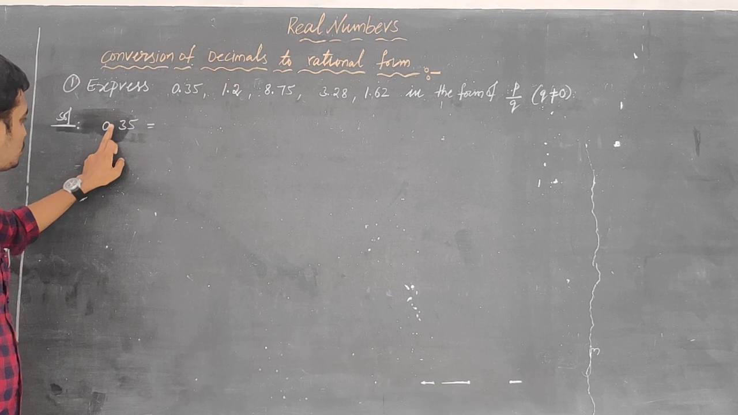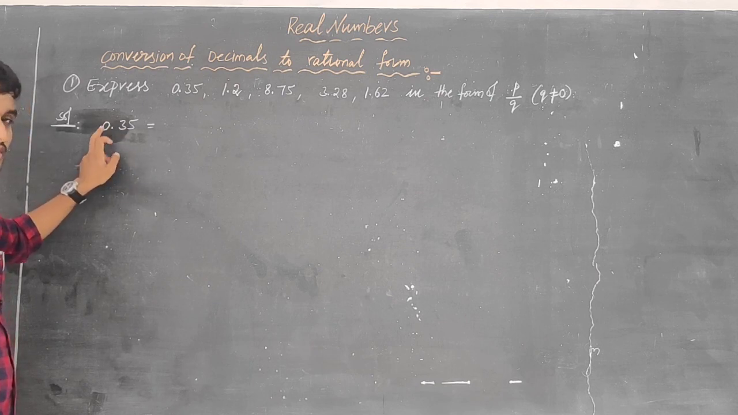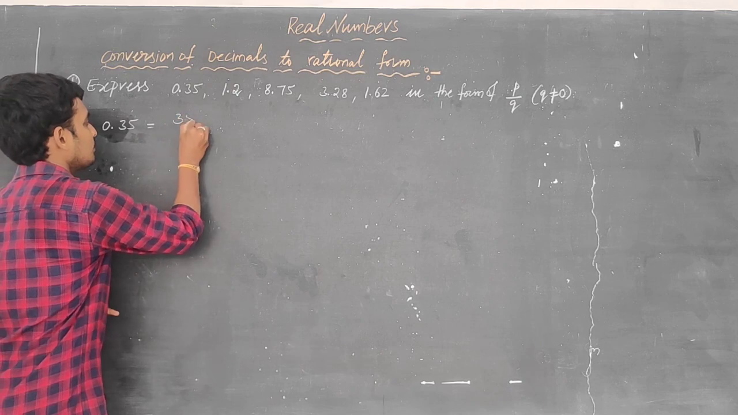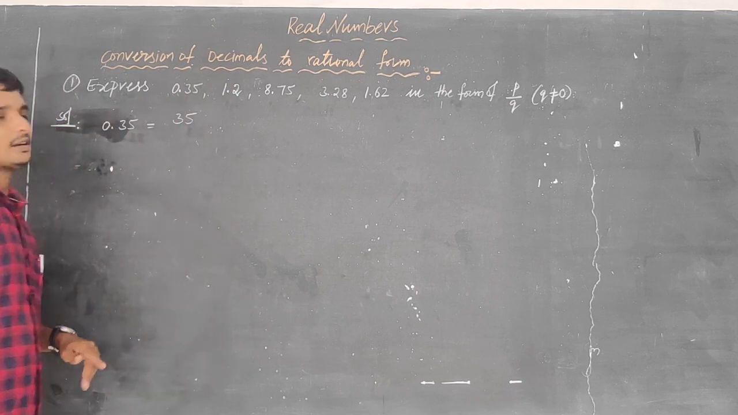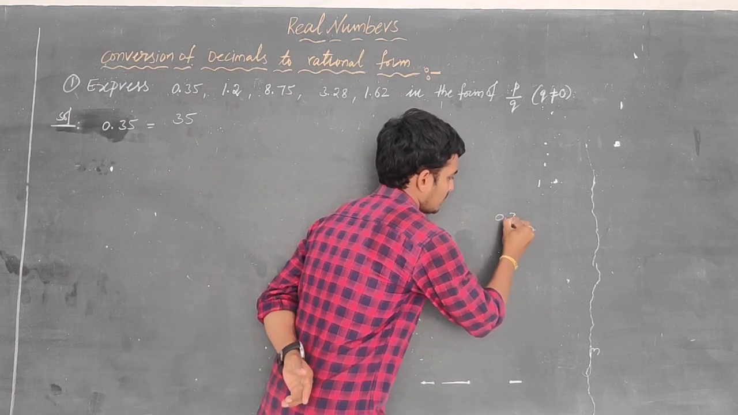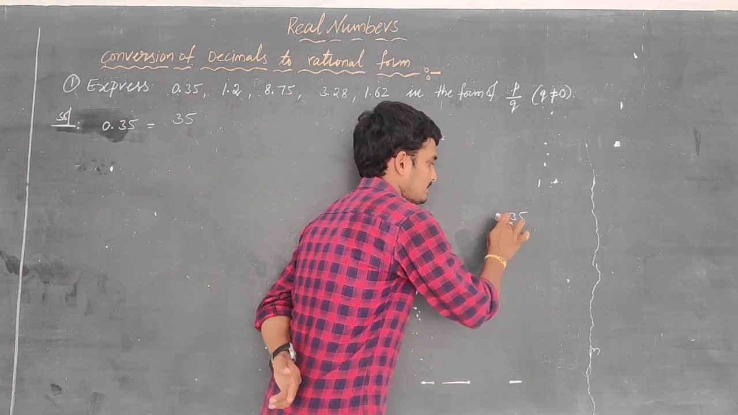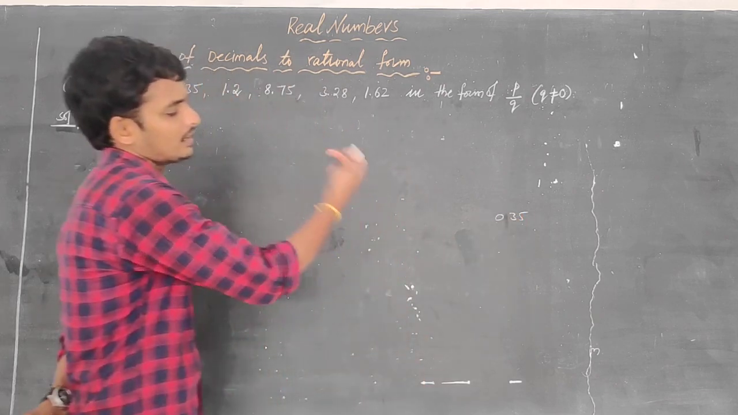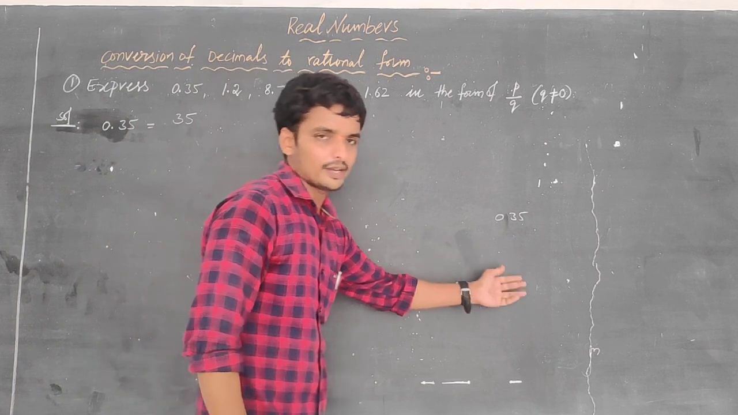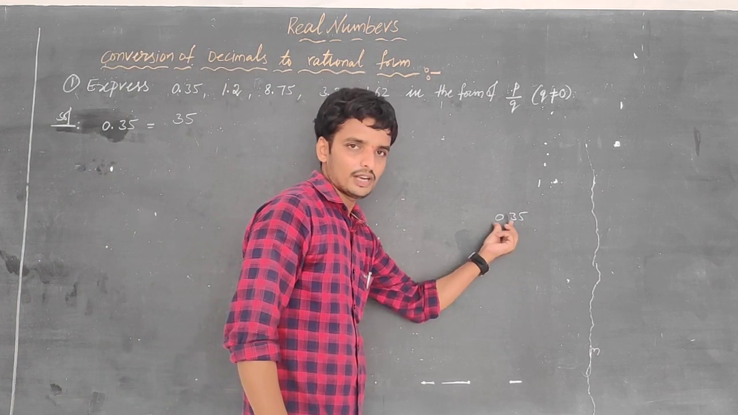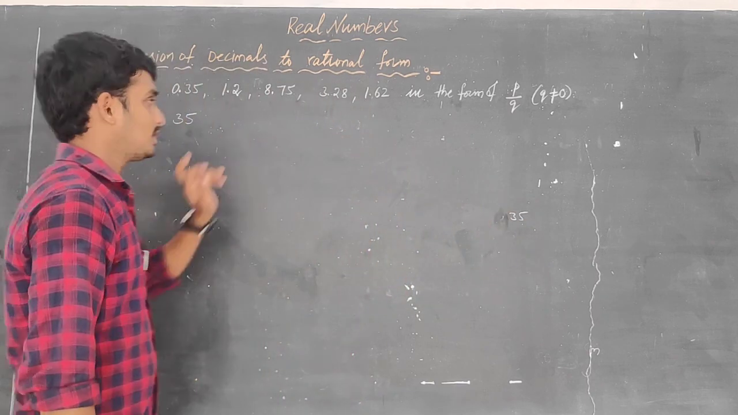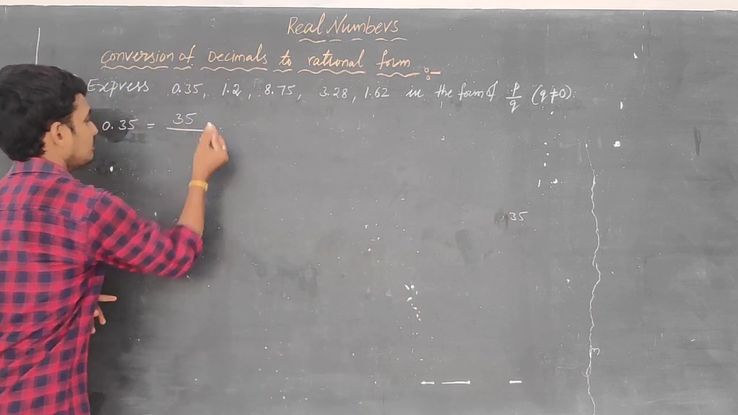If you remove the decimal point, what do I get? 035. So there is no value of the 0 on the left side of the number. That means I am getting only 35. Am I right or wrong? If you can't understand, I tell you. 0.35 I have. I am just removing the decimal point. There is no value of 0, because it is on the left side of the number. So 0 has no value. That's why I am getting 35, and I write it divided by.